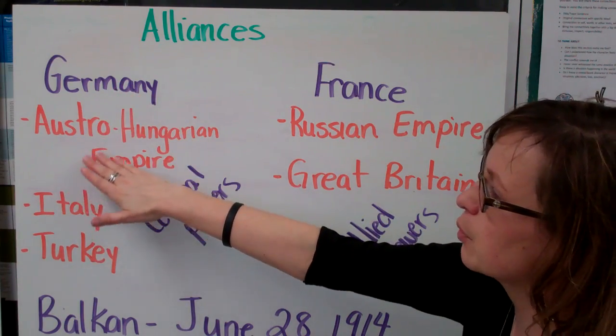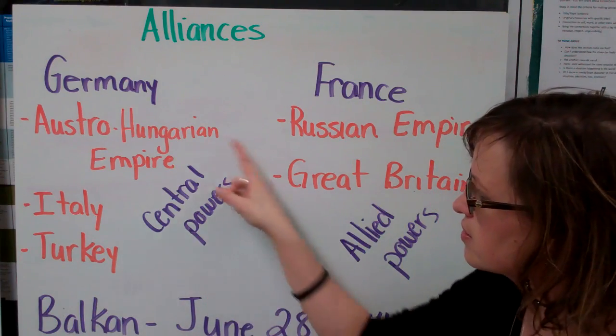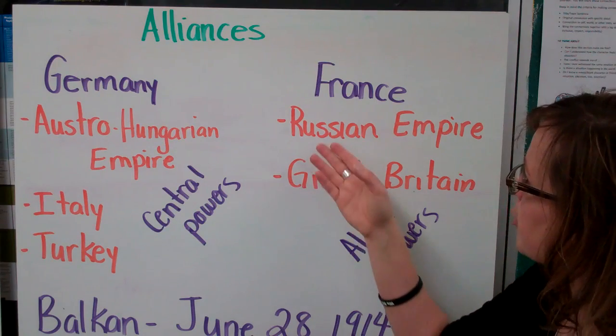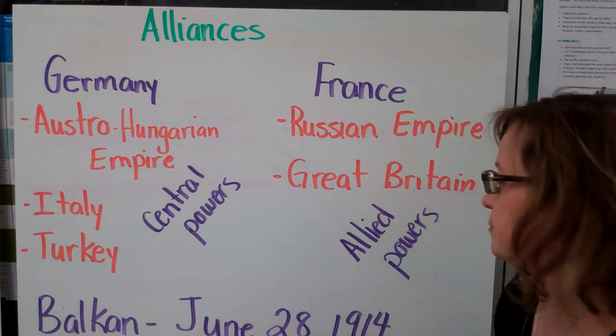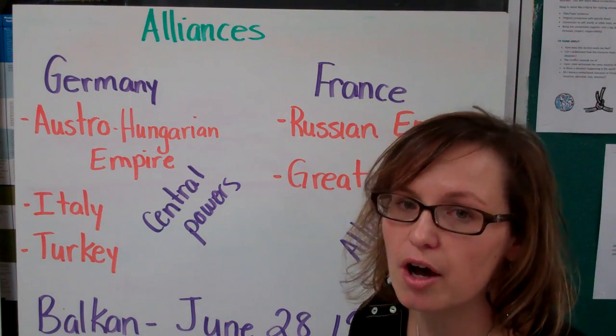So here are, at this time, 1914 to 1918, the way the alliances broke out. In support of Germany were the Austro-Hungarian Empire, Italy, and Turkey. They were considered the Central Powers. That's what they were called. France was supported by the Russian Empire and Great Britain, and they were called the Allied Powers. So this is where the conflict begins.